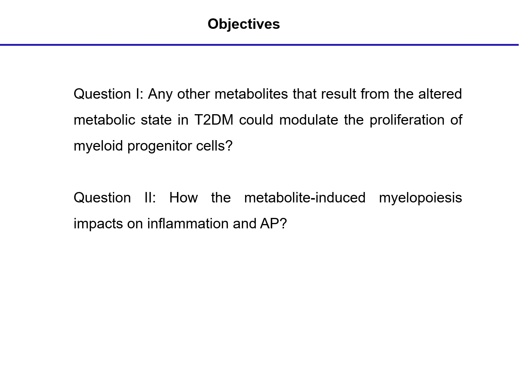Therefore, we address two questions. First, could any other metabolites rather than glucose that result from the altered metabolic states in type 2 diabetes modulate the proliferation of myeloid progenitor cells? And second, how does metabolite-induced myelopoiesis impact inflammation and AP, acute pancreatitis?